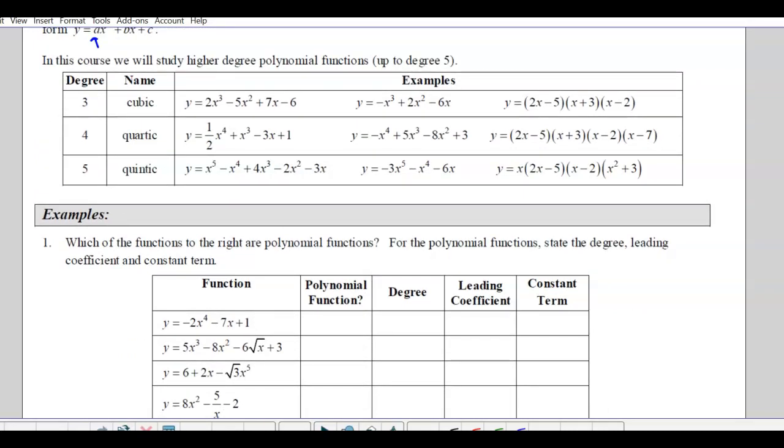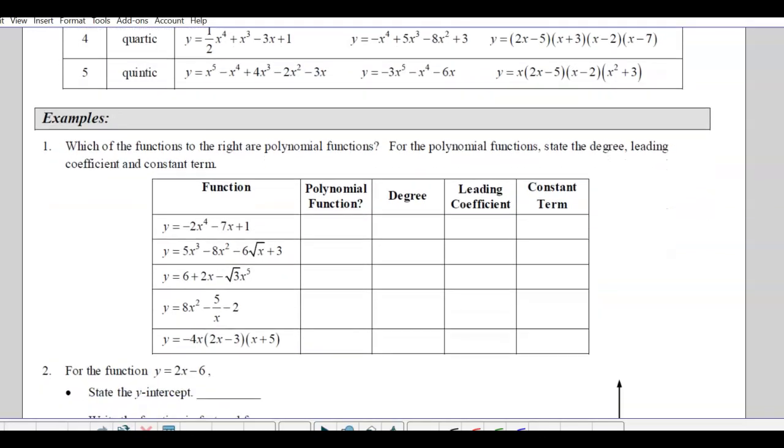So here are some examples. We want to use our inductive reasoning to come up with some properties. Which of the functions below are polynomial functions? And for those, state the degree, leading coefficient, and constant term. Remember, the exponent on x needs to be a whole number. So 4, 1, 0, that's good. 3, 2, that's 1/2 if we convert it to a power, so that's not a polynomial function.